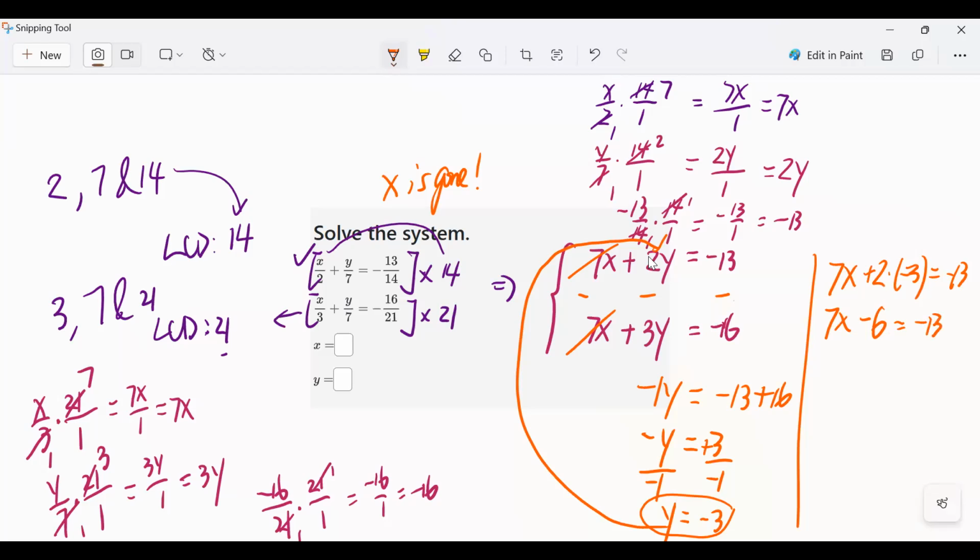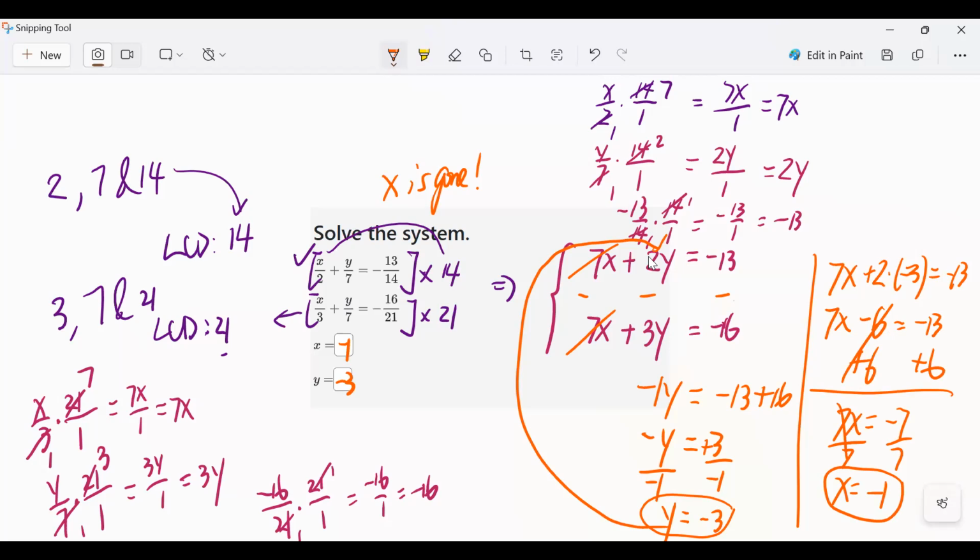Add 6 to both sides of the equation and cancel, so 7x equals negative 13 plus 6, that's negative 7. And we divide both sides of the equation by 7. And x is equal to negative 1. So negative 1 and also negative 3.